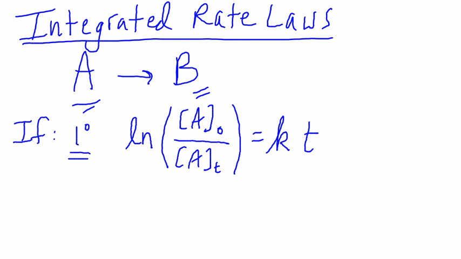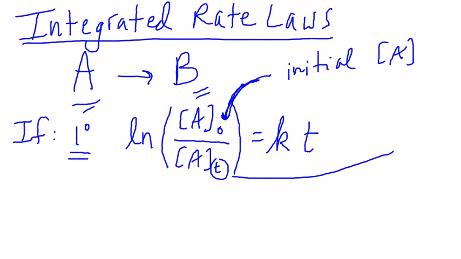Now, the calculus you need to do to get to this integrated rate law is beyond the scope of this class. It's not a calc-based class, so you just have to learn to memorize this formula. What do each of these terms mean? Well, A naught, whenever you see a naught like this, that's a subscript 0, that's referring to the initial concentration of A when you started the reaction. And A at time t refers to the time.